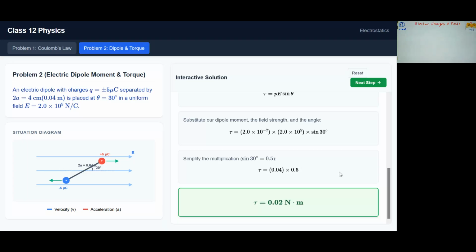Torque becomes 0. Clear? So already I showed that in our class by using simulation. Now this is a numerical problem. Okay, so that's all for today.